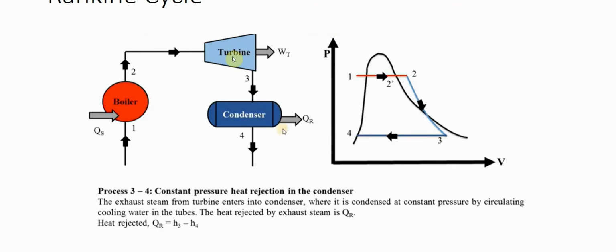And then there is process 3 to 4, constant pressure heat rejection in the condenser. So now there is the heat; this is the opposite of the boiler, you can see. So here is the heat rejection, and in this process, again the pressure is constant, but the volume will be reduced. You are just condensing the heat.